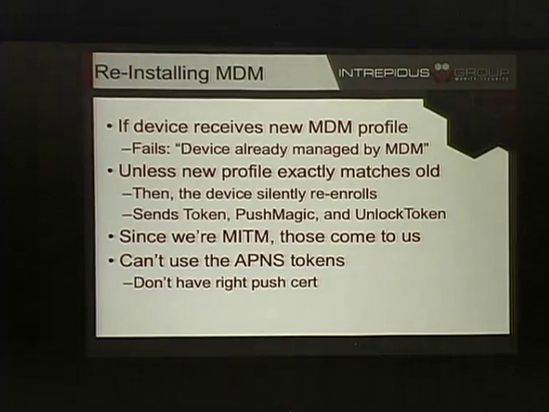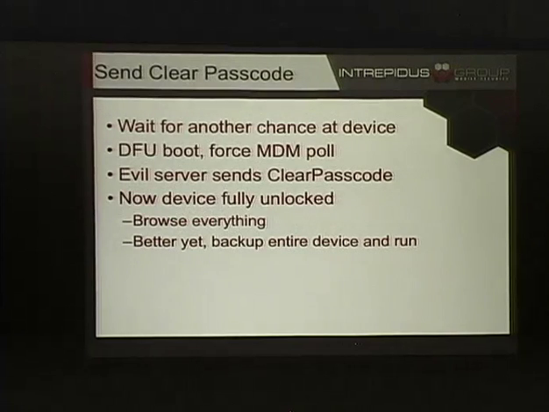So it re-enrolls to you, since those are man in the middle, they all come to you. You can't do anything with the APNS tokens because you don't have the right certificate. But that unlock token, that key bag, is what's nice. So now you've got it. You wait for another chance at the device. The guy locks it, drops down on his bed, goes down to the hotel bar or whatever. You break in again. Again, you DFU boot. You force the poll. You reboot it.